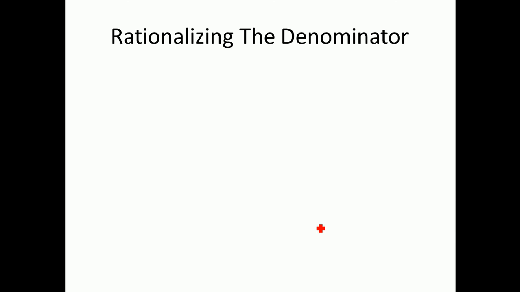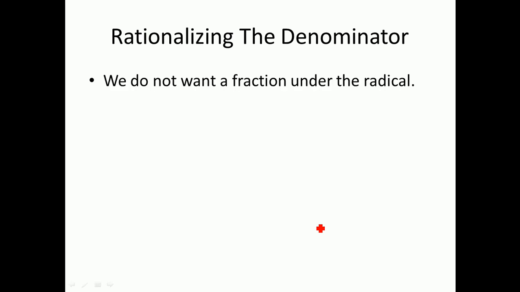To rationalize the denominator, we're going to be doing a lot of this as we move forward, so it's very, very easy once you get used to it. First things first, we do not want a fraction under our radical. What that means is if you have a problem that looks like this, the square root of 5 over 3, we don't want a fraction, so we do whatever we can to get rid of it. Now what we want to do is multiply by some variation of 1 to get rid of the fraction in our radical. The variation of 1, why not 3 over 3? Let's see what happens when we do that.